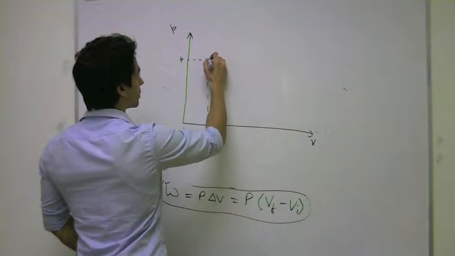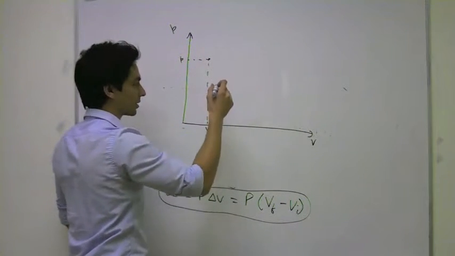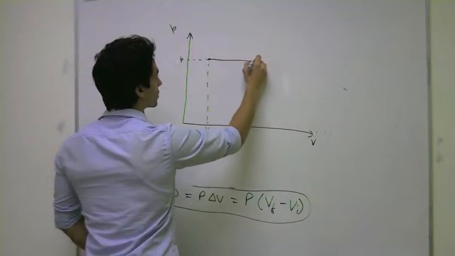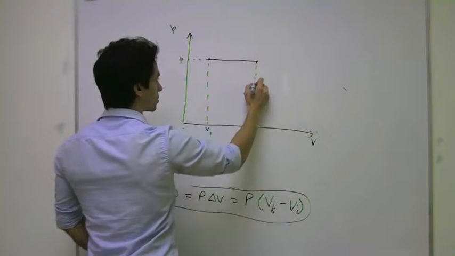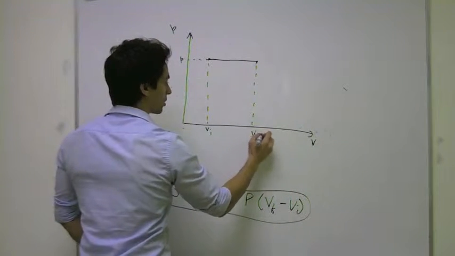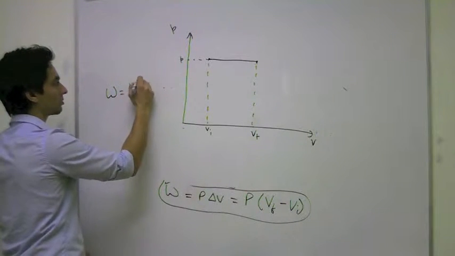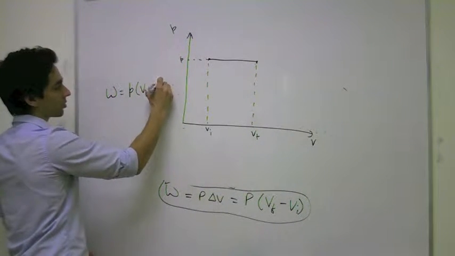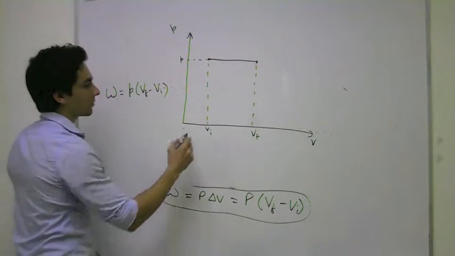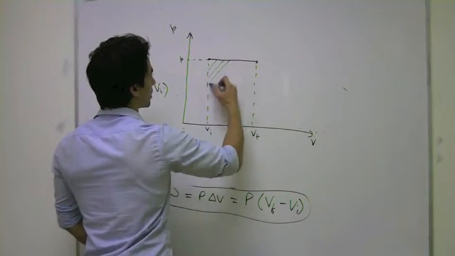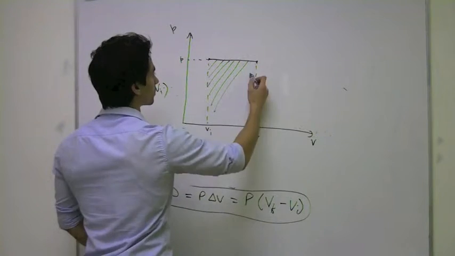Okay, so in moving, let's say the gas expands at a constant pressure from here to here. So like we just deduced, the work done by the gas will be equal to the pressure multiplied by the final volume minus initial volume. Okay, if you think about it, that is simply the area under this graph over here.